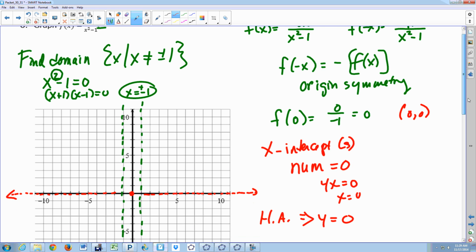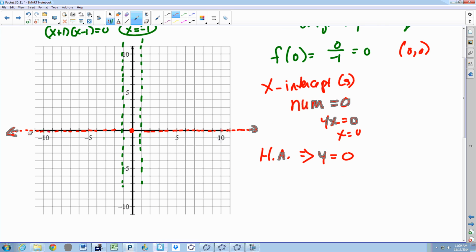You still have your intervals here. Your first interval is from negative infinity up to -1. That's interval number 1. If you want to pick a value from that interval and see where the value of your function is. Then you have from -1 to 0, that's your second interval. From 0 to your other vertical asymptote, sorry, and then out here.